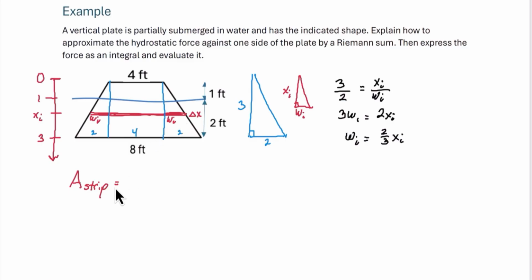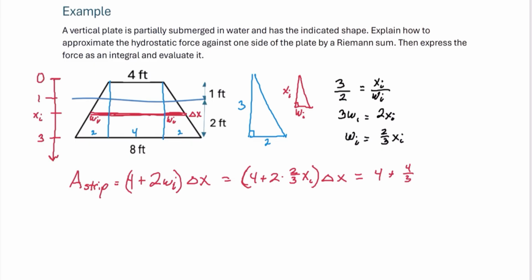We can now find the area of this red strip. The base is 4 plus 2 w sub i. That's the base of that strip, and its height is delta x. We now have 4 plus 2 times w sub i, which we said is 2/3 x sub i. We now have 4 plus 4/3 x sub i times delta x. That is the area of that strip.